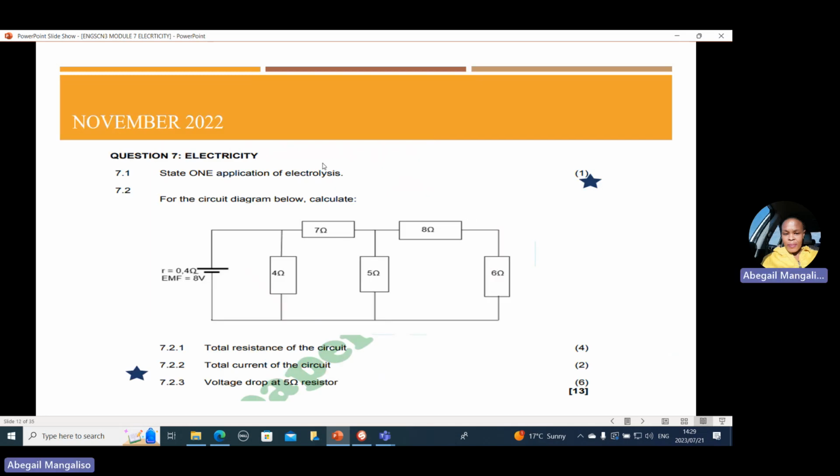Now let's look at this activity, 7.2. For the circuit diagram below, calculate the total resistance of the circuit. When resistors are connected in series, we have seen the formula: R series is equal to R1 plus R2 plus R3, depending on how many resistors are connected in series. So I'm going to answer this question. I'll first sketch this circuit.